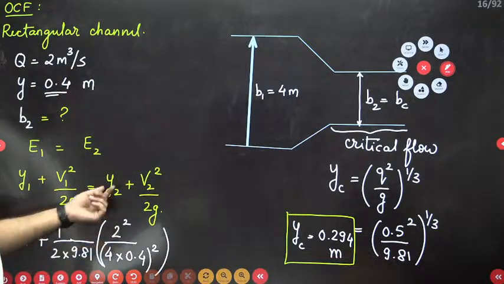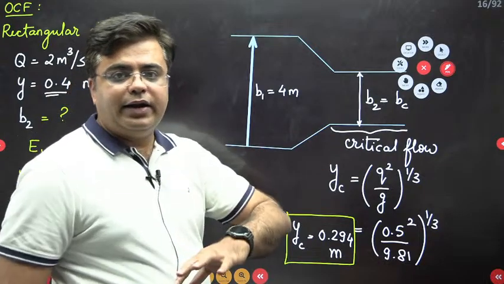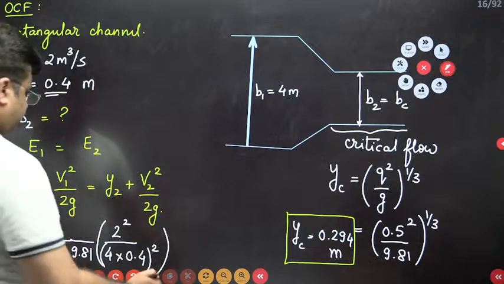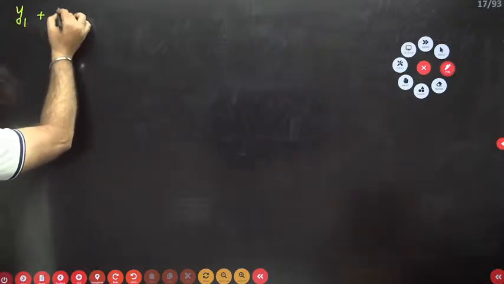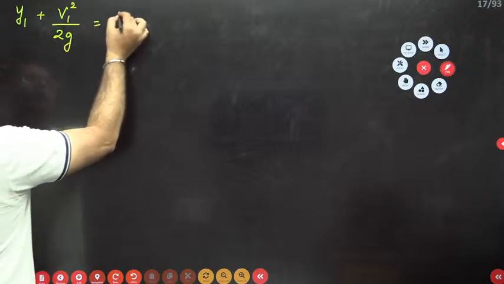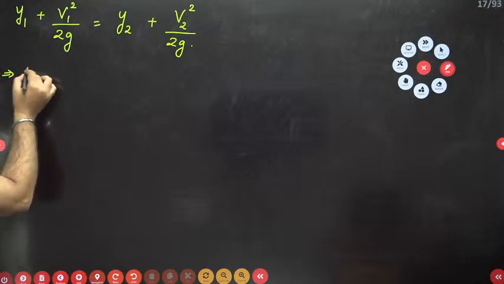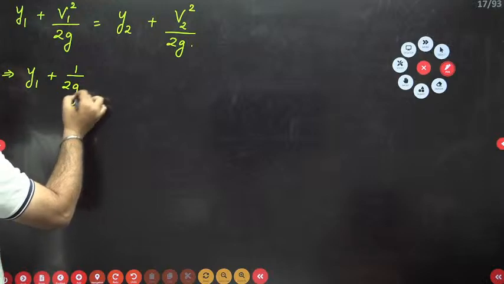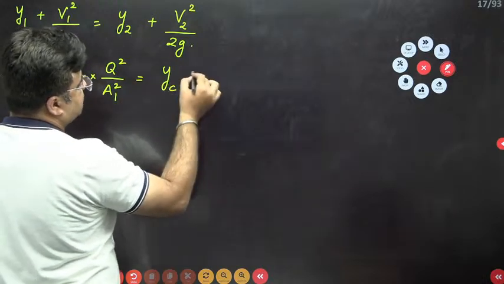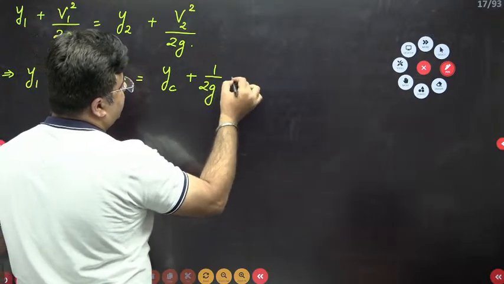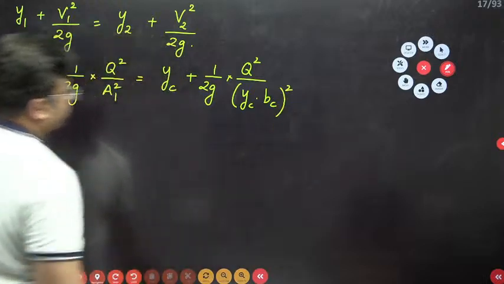Now substitute the value of YC here. Instead of Y2, you need to substitute YC. For V2, you can again write discharge Q square divided by the area of this critical section. So I'll write on the next page: Y1 plus V1 square by 2G is equal to Y2 plus V2 square by 2G. This I can write as Y1 plus 1 upon 2G into Q square by A1 square, equal to YC plus 1 by 2G into Q square divided by YC into BC, the whole square. I think I know all the values.